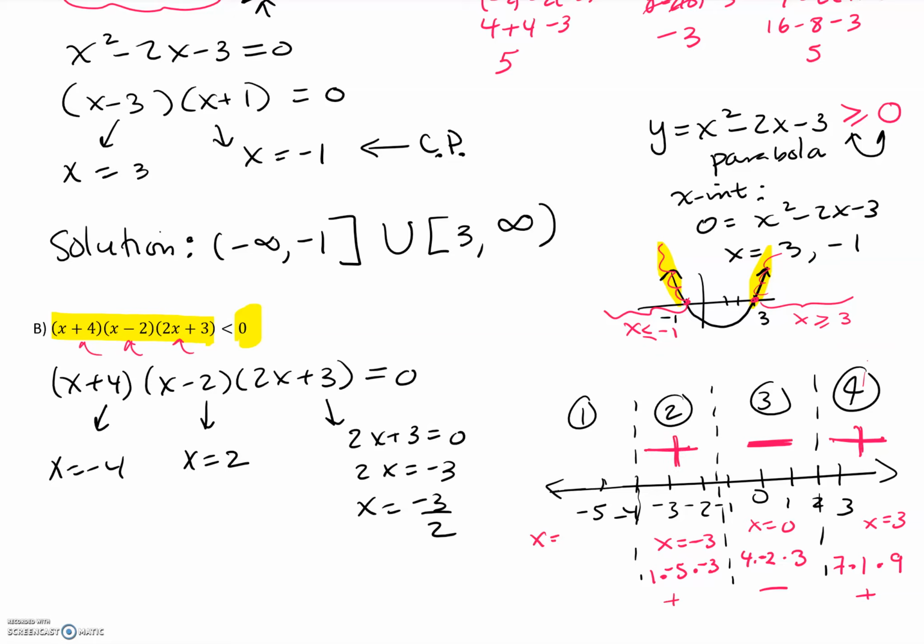And then in the last region, I'm going to pick negative 5. So I have negative 5 plus 4, which is negative 1, times negative 5 minus 2, which is negative 7. And 2 times negative 5 is negative 10, plus 3 is negative 7.